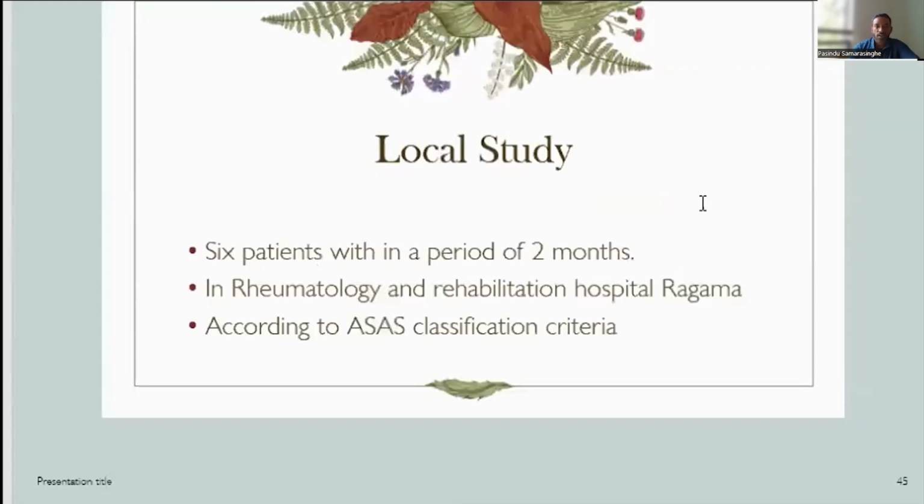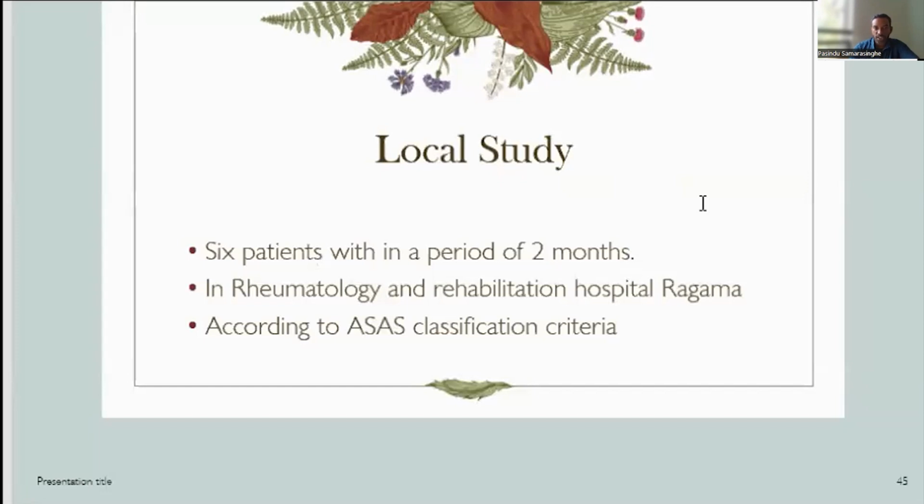Right. So I would like to quickly go through a study which I did in 2016-17 in Ragama to see the Sri Lankan presentation of this condition. We actually decided to do the study because we got a quite significant number of patients within a short period. Within 2 months, we got about 6 patients of spondyloarthritis.